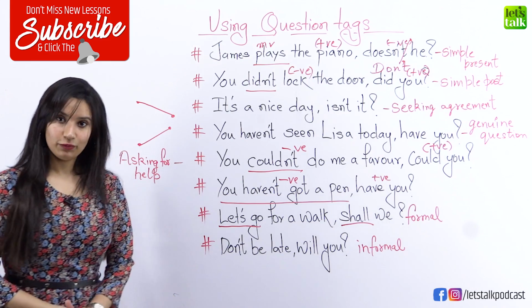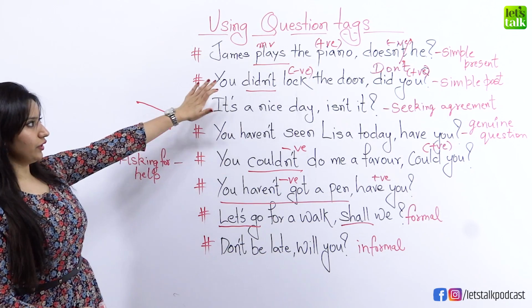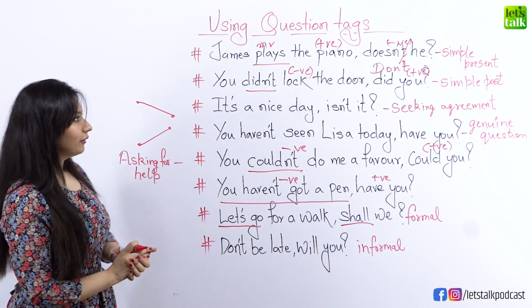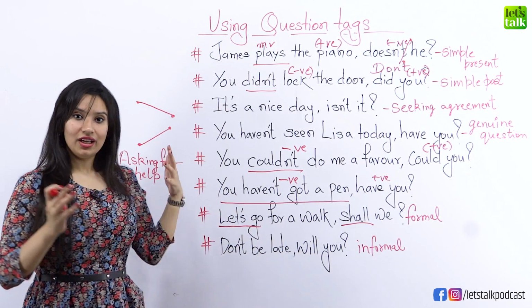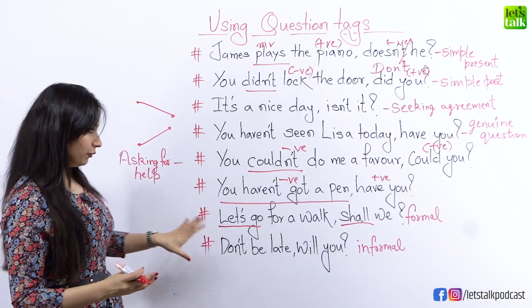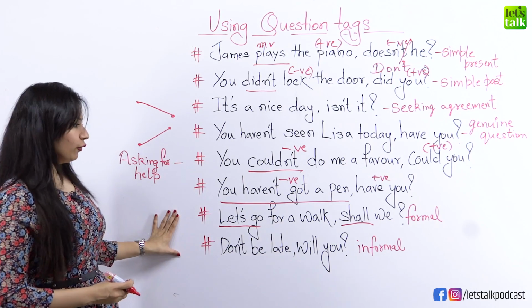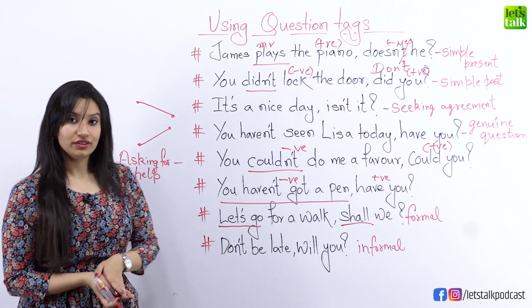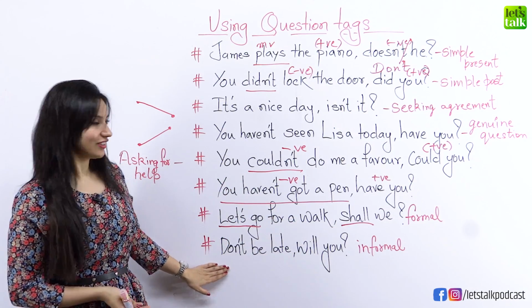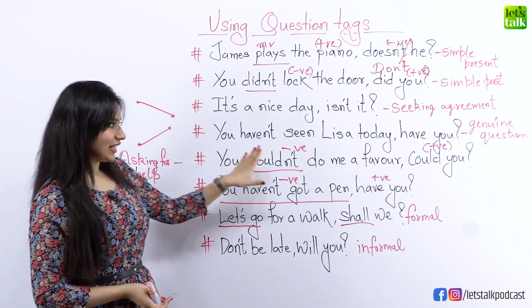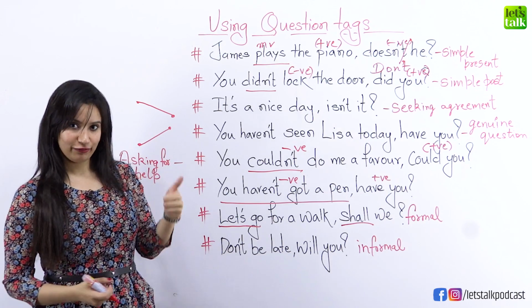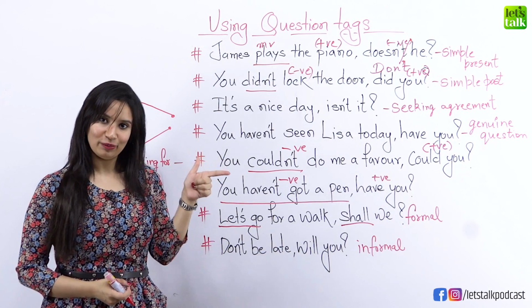Great. So as you've seen, when we talk about the present, we use either do or don't or doesn't. When we talk about the past, we use did or didn't. And when we talk about the future, we'll either use will or shall, irrespective of the auxiliary in the main statement. And just to remind you, a negative statement plus a positive question tag is used to ask for information or to ask for help.